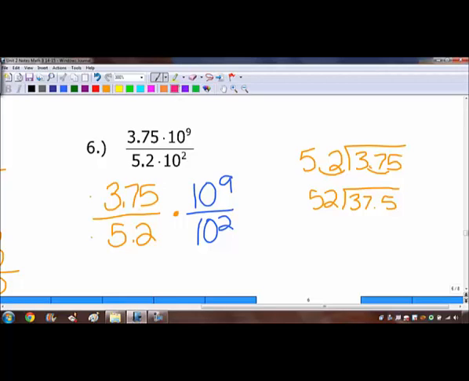I'm just rewriting it so that it's easier for me to do the division, okay? And the decimal place has to go where it was in the problem here. So it's got to line up, okay? So 52 does not go into 37 evenly. It doesn't go into 37 at all, actually. So this is going to be a 0. So I have to figure out how many times 52 goes into 37.5, okay? In order to do that, I'm going to list out some multiples of 52.